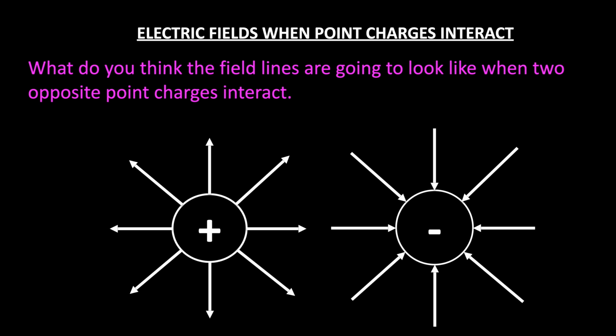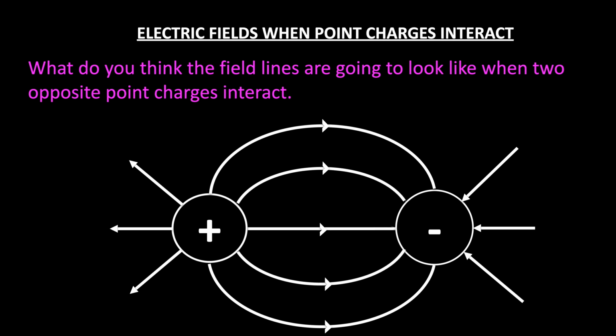Now, if we have two charged particles together, like this, and they're oppositely charged, a positive particle and a negative particle, what do you think these field lines are going to look like? Pause the video and think. So, we know that oppositely charged particles will attract. So, these lines will actually connect, like so. And here we have a force of attraction.